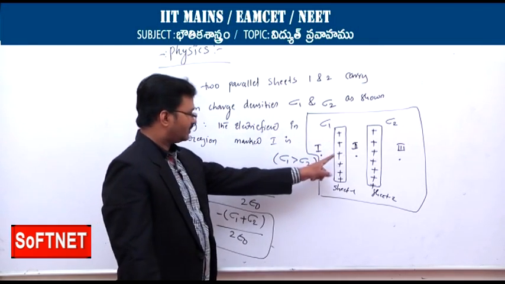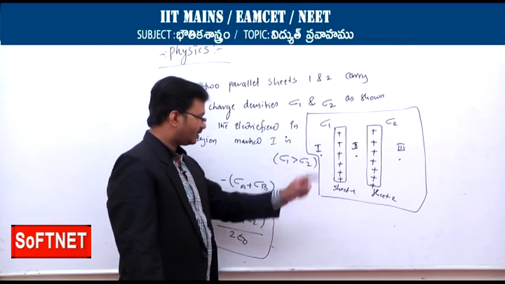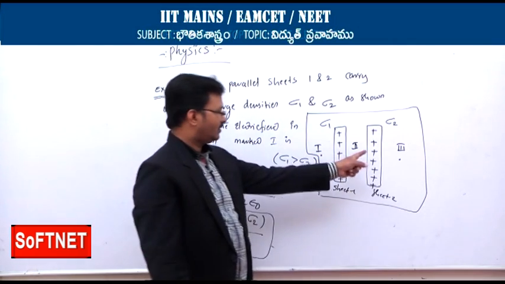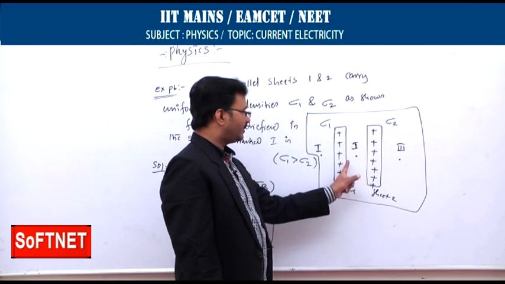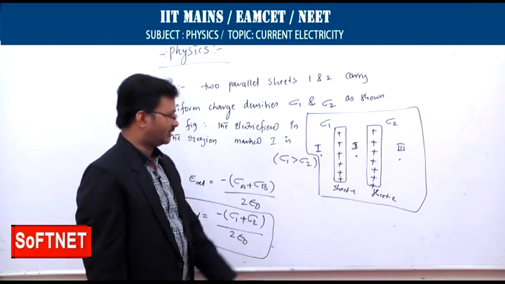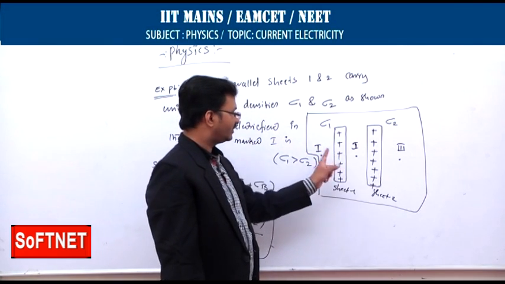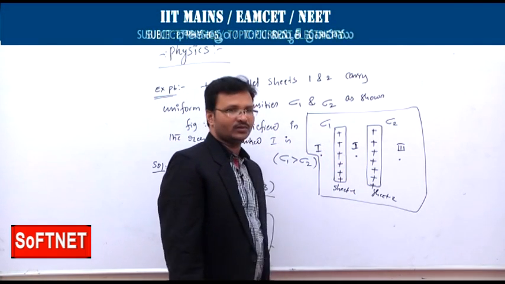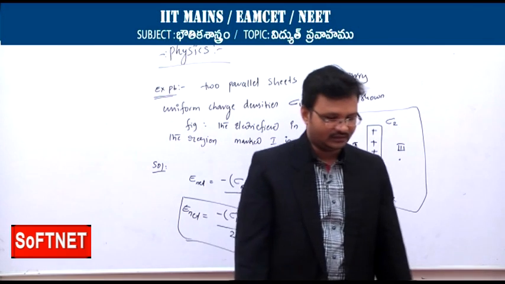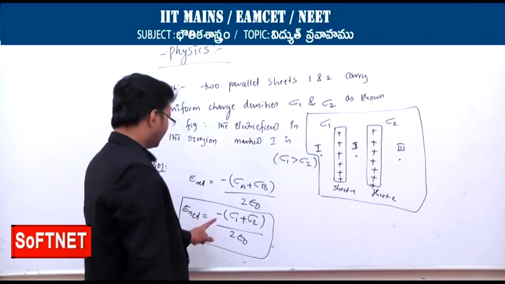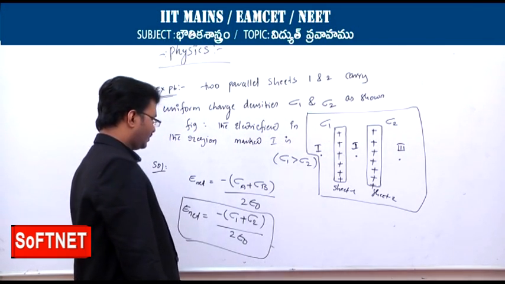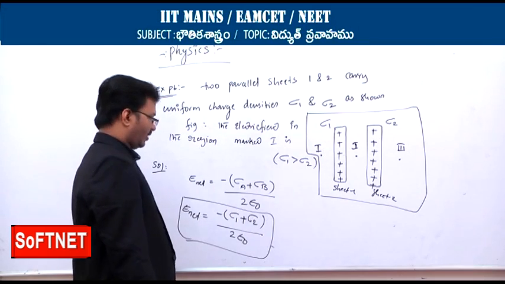Due to this one, sigma 1 by 2 epsilon naught, negative; due to this one also sigma 2 by 2 epsilon naught, negative. At point 1, the field due to this one is negative only, and due to this also negative only. So, the final answer is minus of sigma 1 plus sigma 2 by 2 epsilon naught.